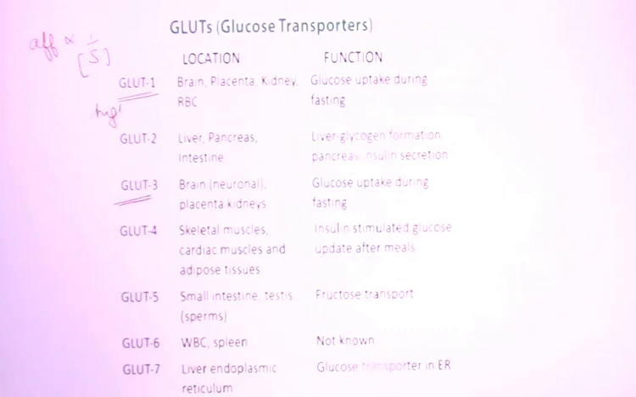GLUT1 has high affinity. Even GLUT3 also has high affinity. That's why I'm taking them together. They have similar properties. GLUT1 and 3, they have high affinity. So apply the formula. High affinity means low substrate is required for them. What is the substrate for GLUTs? Substrate is glucose. So for GLUT1 and 3, less glucose is required.